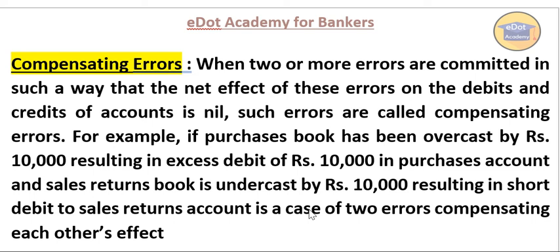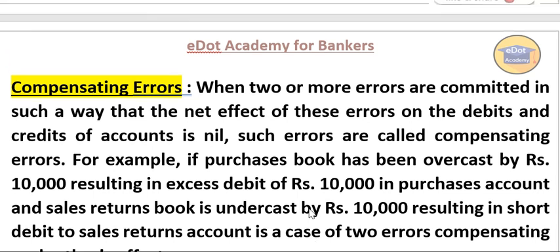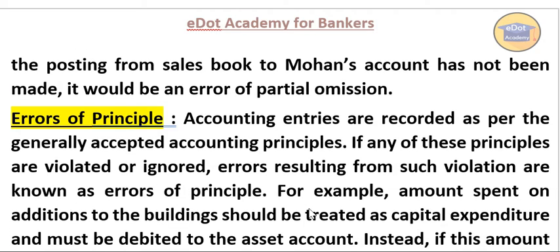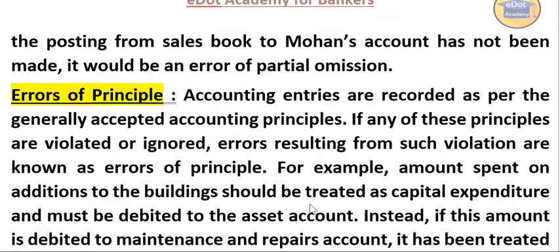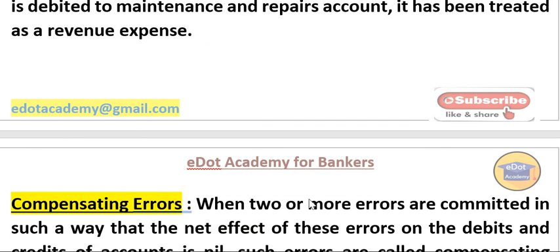So we have seen here four types of errors. Number one is error of commission. Number two is error of omission. Number third is error of principle, and number fourth is compensating error.